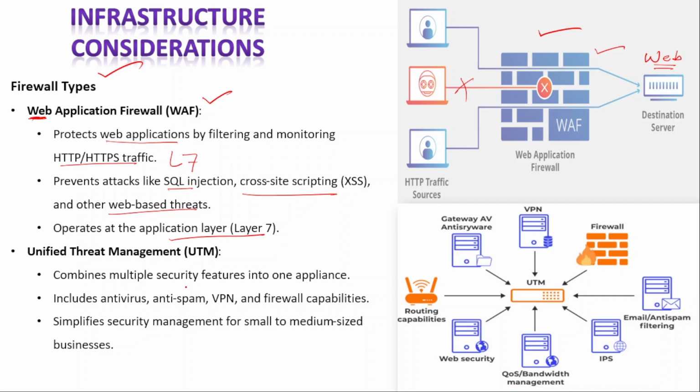UTM combines multiple security features into one appliance, including antivirus, anti-spam, VPN, and firewall capabilities. So you can say this is an all-in-one appliance, and it simplifies security management for small to medium-sized systems. As this diagram indicates, it has firewall capabilities, VPN, antivirus gateway, routing capability, web security, and IPS, as well as email and anti-spam filtering.